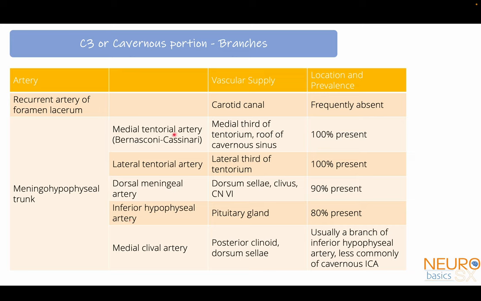The medial tentorial artery is also known as the artery of Bernasconi and Cassinari, and it's always going to be present. There's also a lateral tentorial artery similarly. There's a dorsal meningeal artery which supplies the dorsum sellae, the clivus, and the sixth nerve. And the inferior hypophysial artery is supplying the pituitary gland. Sometimes you can even get a medial clival artery which supplies the posterior clinoid and the dorsum sellae, but it can sometimes just be a branch of the inferior hypophysial artery.